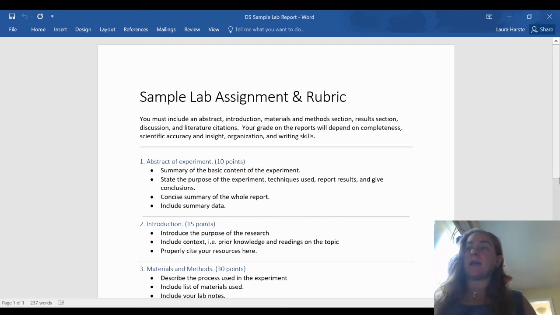Hello, everyone. I noticed that some people seem to be a little bit confused with exactly how to fill out the sample lab report. So I want to make sure that we can go through detail by detail so that you can see what exactly I'm looking for so you can submit the best lab projects.